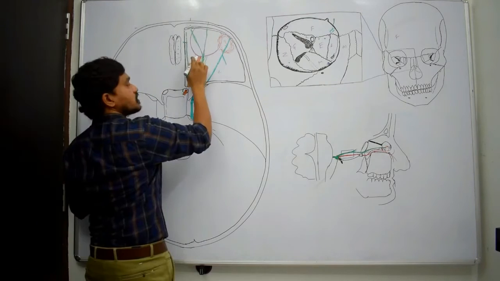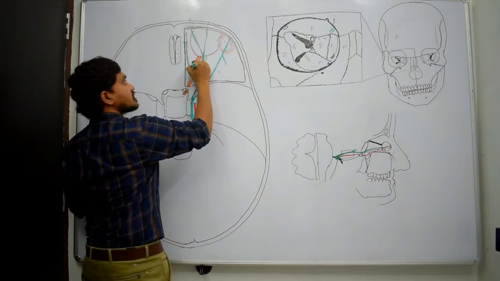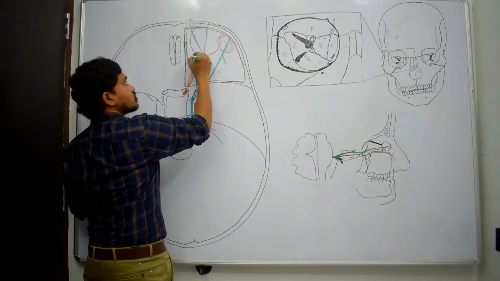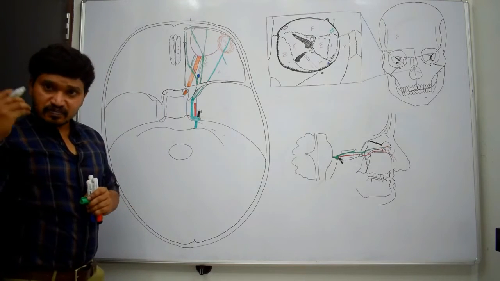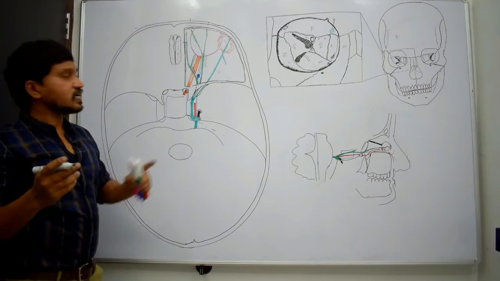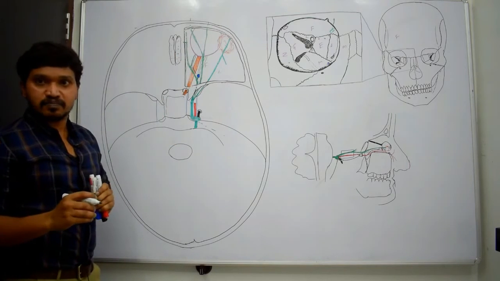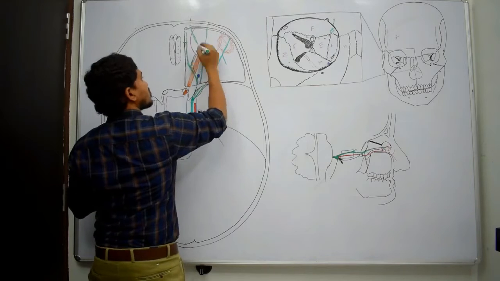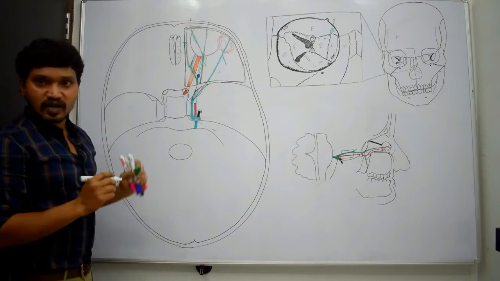Then medial to the optic nerve, nasociliary nerve will give long ciliary nerves. Long ciliary nerves, 2 to 3 long ciliary nerves. These long ciliary nerves carry the sensation, or they will supply sensory nerves to the eyeball, right? So these are long ciliary nerves. They may contain few sympathetic fibers also. That is about long ciliary nerves.